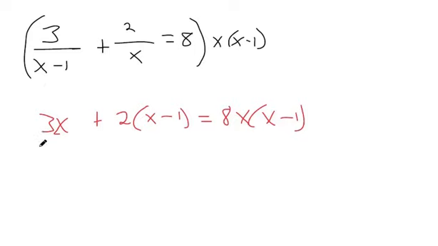Now there's a possibility we can solve. I can distribute that 2. Distribute that 8x to everything inside here, so that's 8x squared minus 8x. It's quadratic because that's the highest power. So we solve quadratics by setting them equal to 0. So I got 3x plus 2x makes 5x over here. We can at least simplify that.